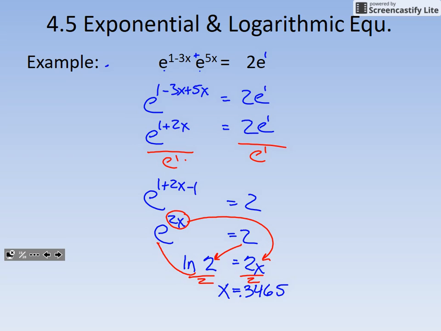And something nice to do on a problem as messy as this is we could actually take this answer and plug it right back in. I'm just going to do part of that for you. We could go over here to check. We could go e^(1 - 3 times that 0.3465), kind of ugly, times e to the 5 times that number, and see if it's equal to 2 times e. So that's how you would check it.